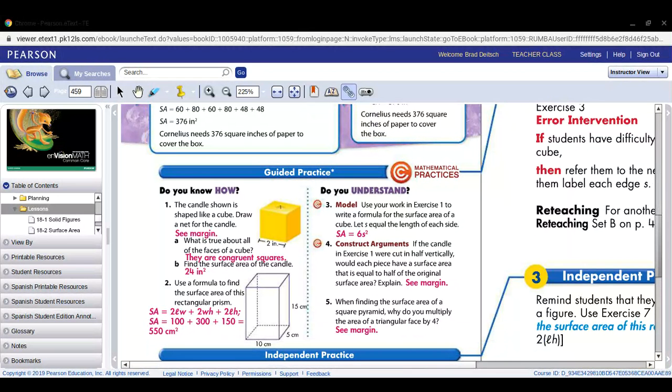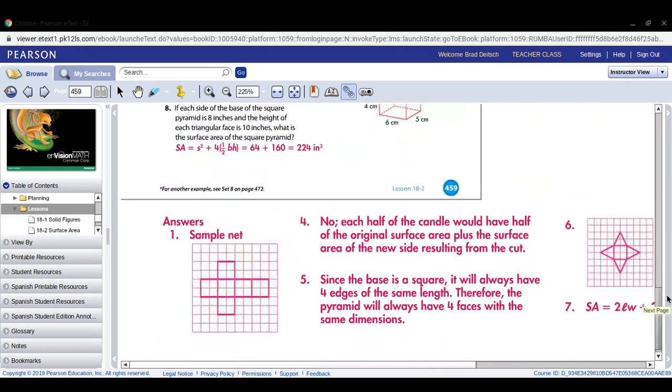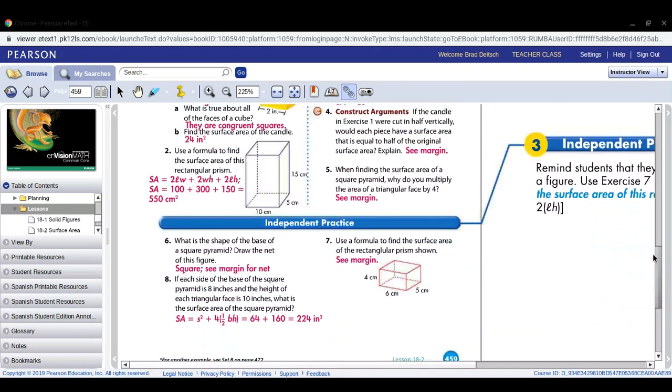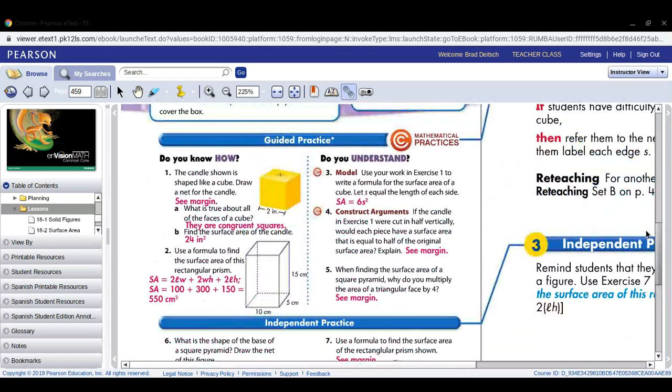So it says, what is true about part A, what is true about all of the faces of the cube. So if we scroll down, they are all congruent. So if you look at this one, each face has four squared units. So they're all congruent. Part B says, find the surface area of the candle.